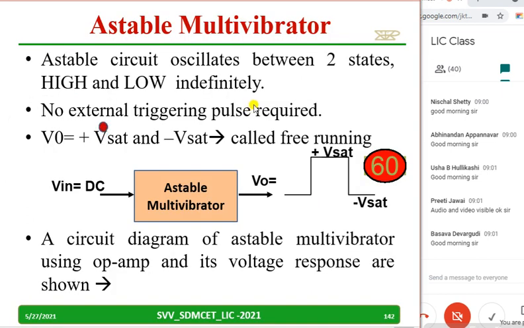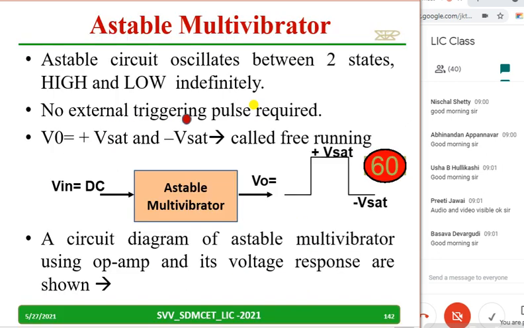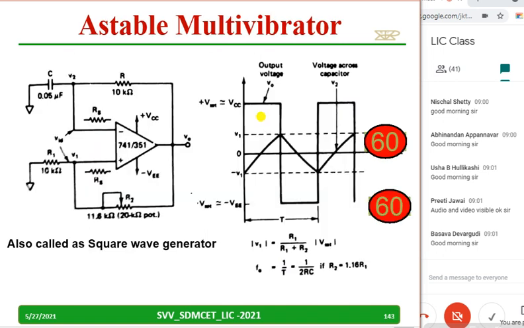This we have discussed in the last class, the astable multivibrator. The output of the astable multivibrator will change from plus VSAT to minus VSAT back to plus VSAT. A DC I am applying, but I am going to get a square wave. Last class you copied some of the information from this slide, most of you copied this astable multivibrator circuit as well as the waveform. Hope all of you copied this circuit diagram.